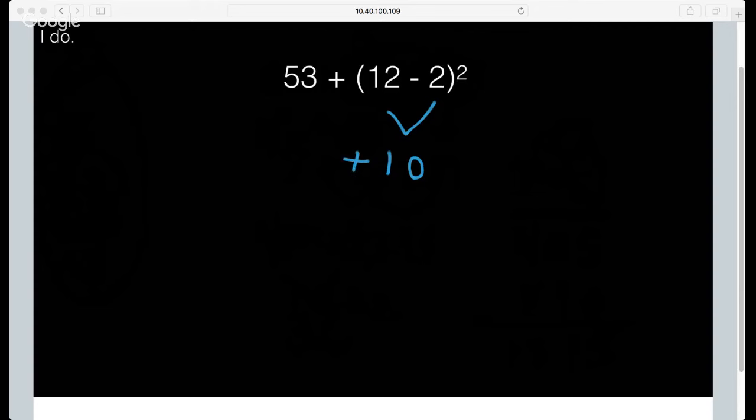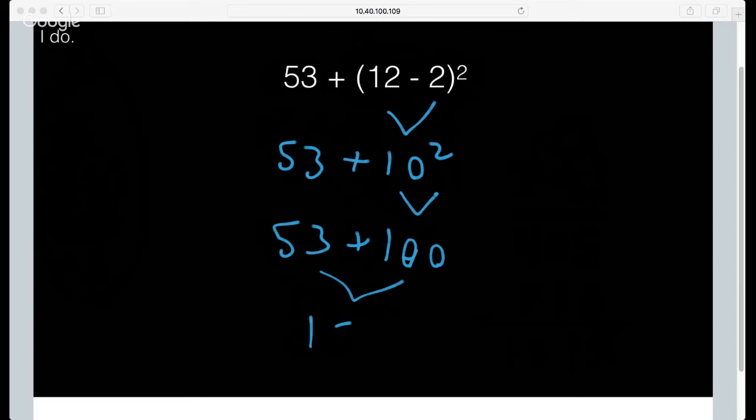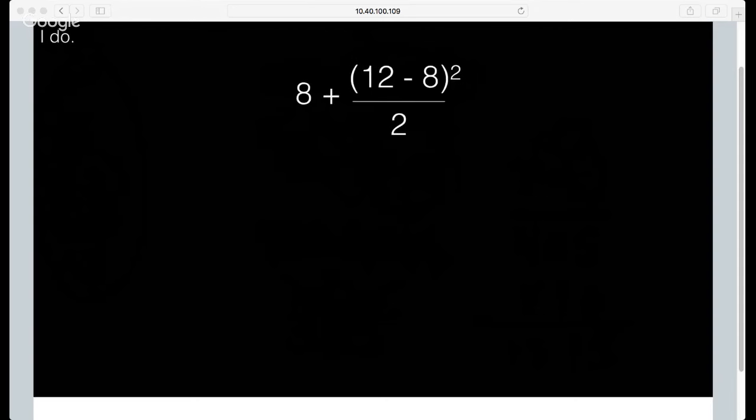I can rewrite the rest of the equation around it because nothing else changes. Now exponents, right? Parentheses, exponents. So this is going to equal 10 times 10. It's 100. And we only have one operation left, and that's to add. And 100 plus 53 is 153. Sorry to fly through these, but I'm hoping that you are getting this repetition and you're seeing how this is done, and you're just remembering PEMDAS: parentheses, exponents, multiply, divide, add, subtract.